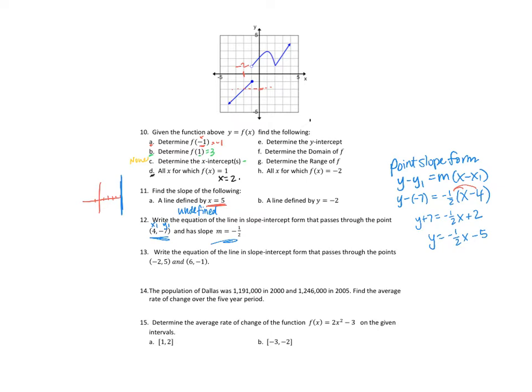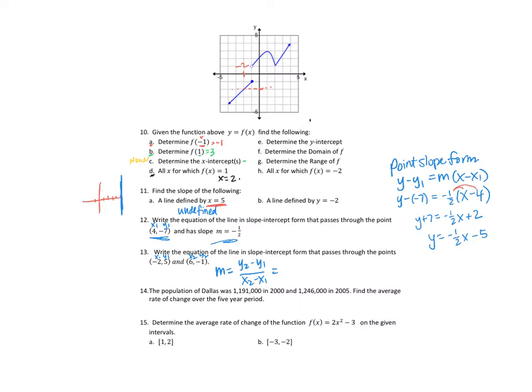Okay, the next one says write the equation of the line in slope-intercept form that passes through the points -2, 5, and 6, -1. And so here what I can do is, first of all, I can figure out what the slope is. So the slope, m, equals the change in y over the change in x. And if I plug in those points, there's my x1, y1, and here's my x2, y2. And I can plug in all those points and see what the rise over run is.